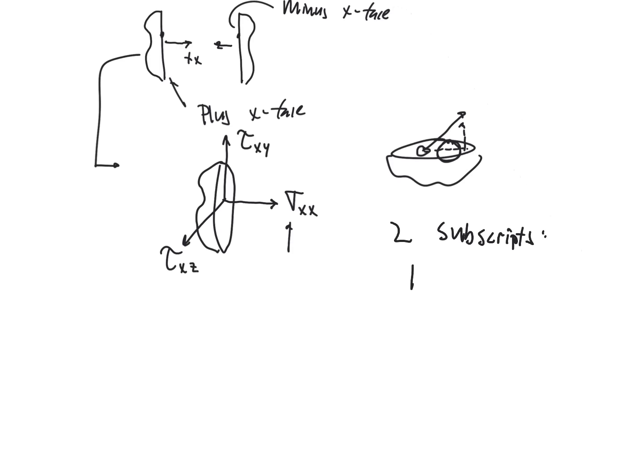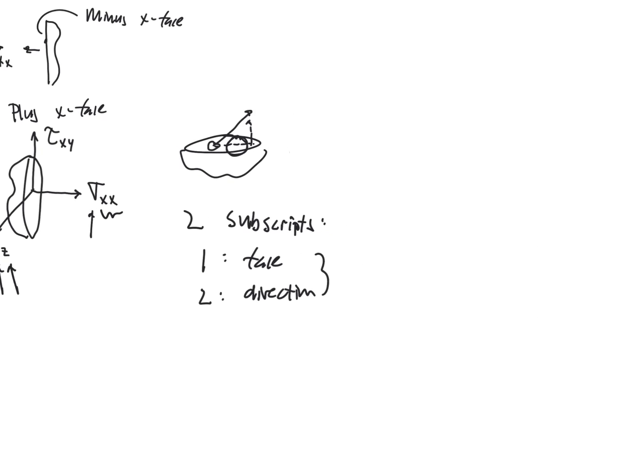The first one is the face on which it acts. The second is the direction. Now notice the XX: if it's a face and a direction and they're the same, it is by definition a normal stress. The other two, if it has a face and a direction that are not the same, it is by definition a shear.